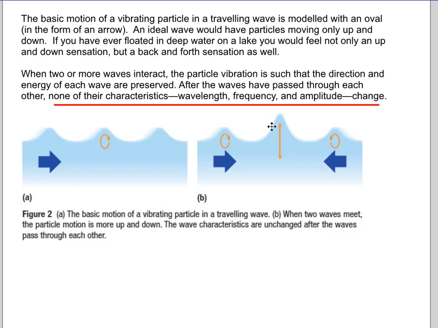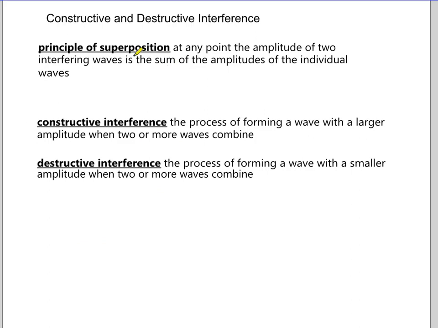Okay, and one of the pieces to take away from this is that none of the characteristics of the individual waves change. So that is this piece. Let's just get a highlighter out here, right here. So wavelength, frequency, amplitude, none of that changes. Okay, so the two waves essentially collide, affect each other, and then just keep on moving as if they never met. Okay, so we have something called constructive and destructive interference. They're both going to fall under this concept that we call superposition.